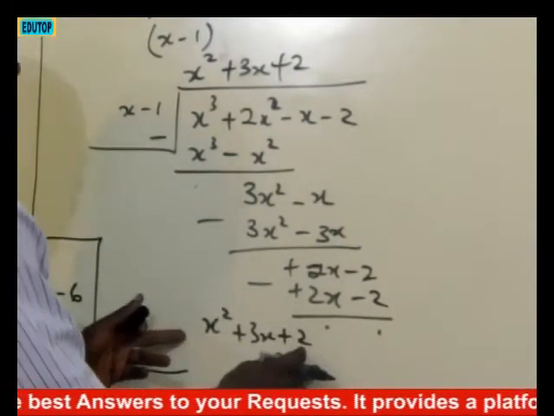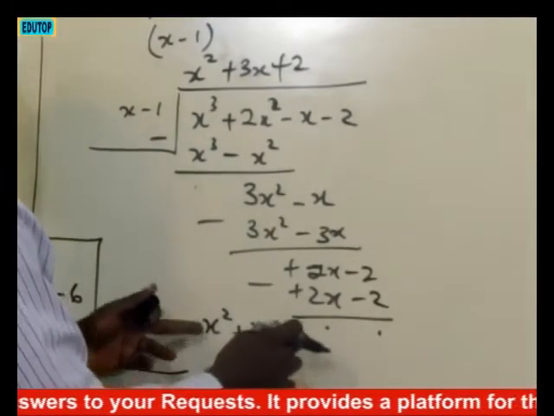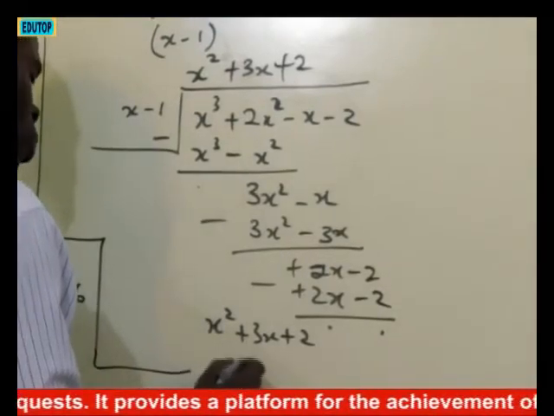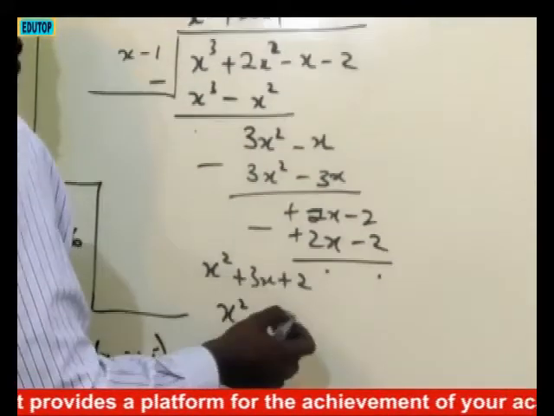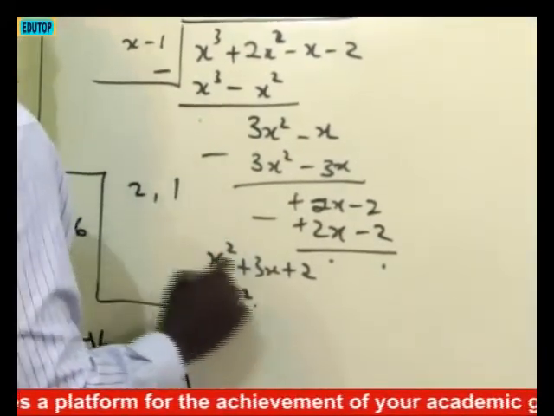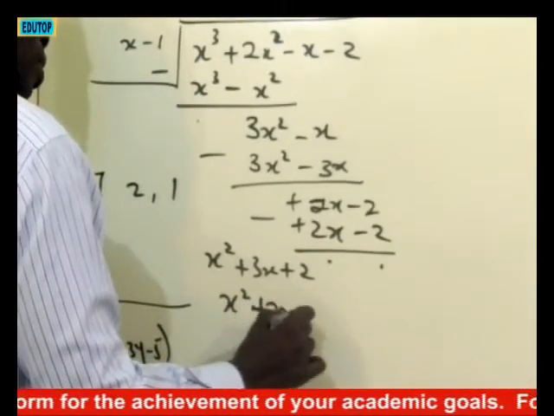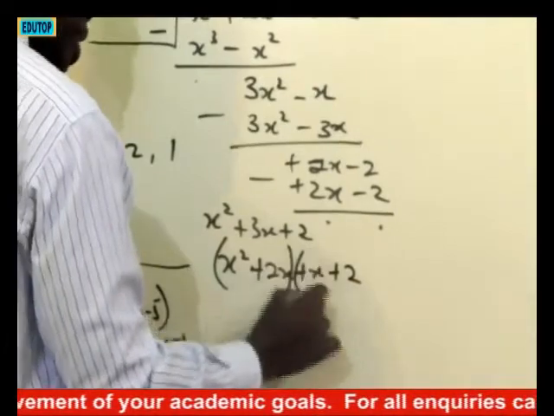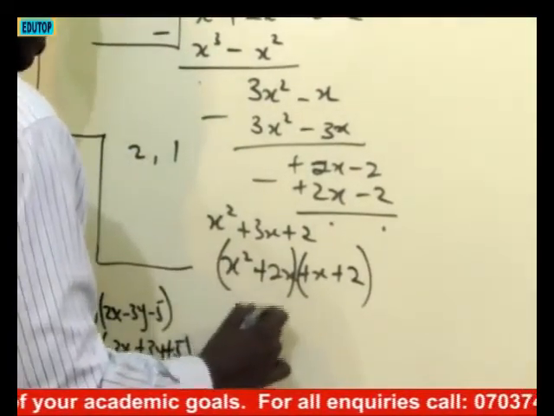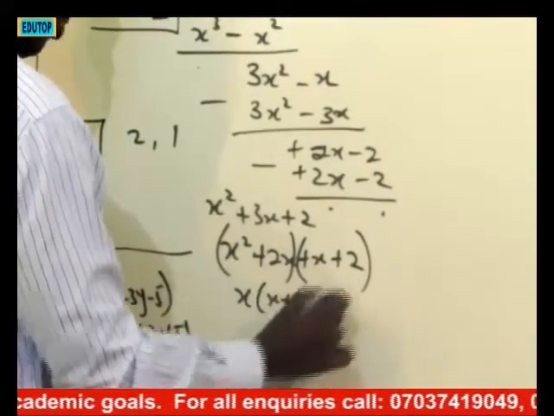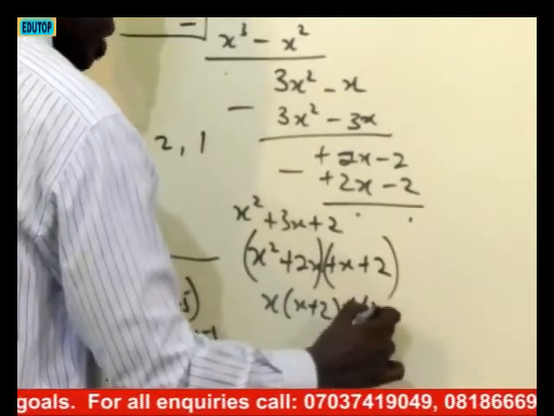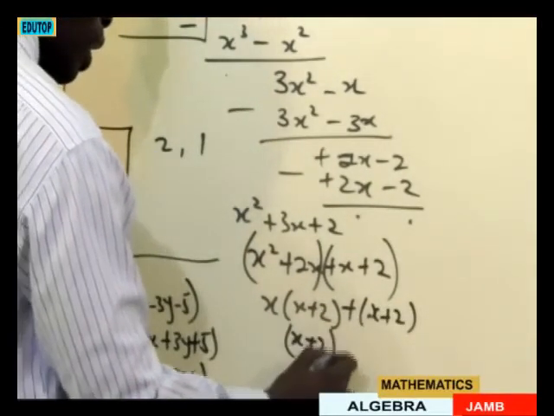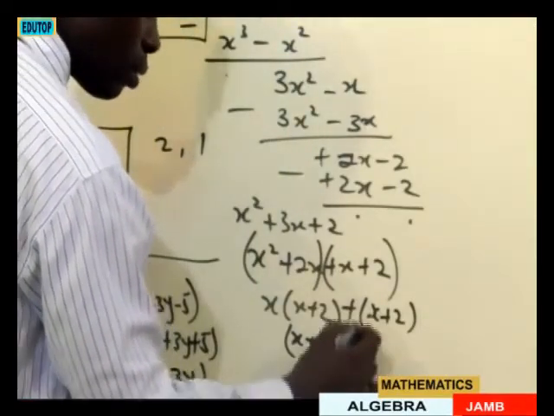This is what? A quadratic expression, which I will simplify by factorization. So if I want to simplify it, I will just say x squared. The factors will definitely be 2 and 1. So it will be x squared plus 2x plus x plus 2. And I will dissect this one to this. What is common here? X. X plus 2. What is common here? Plus 1. X plus 2. So I'll have x plus 2, x plus 1.